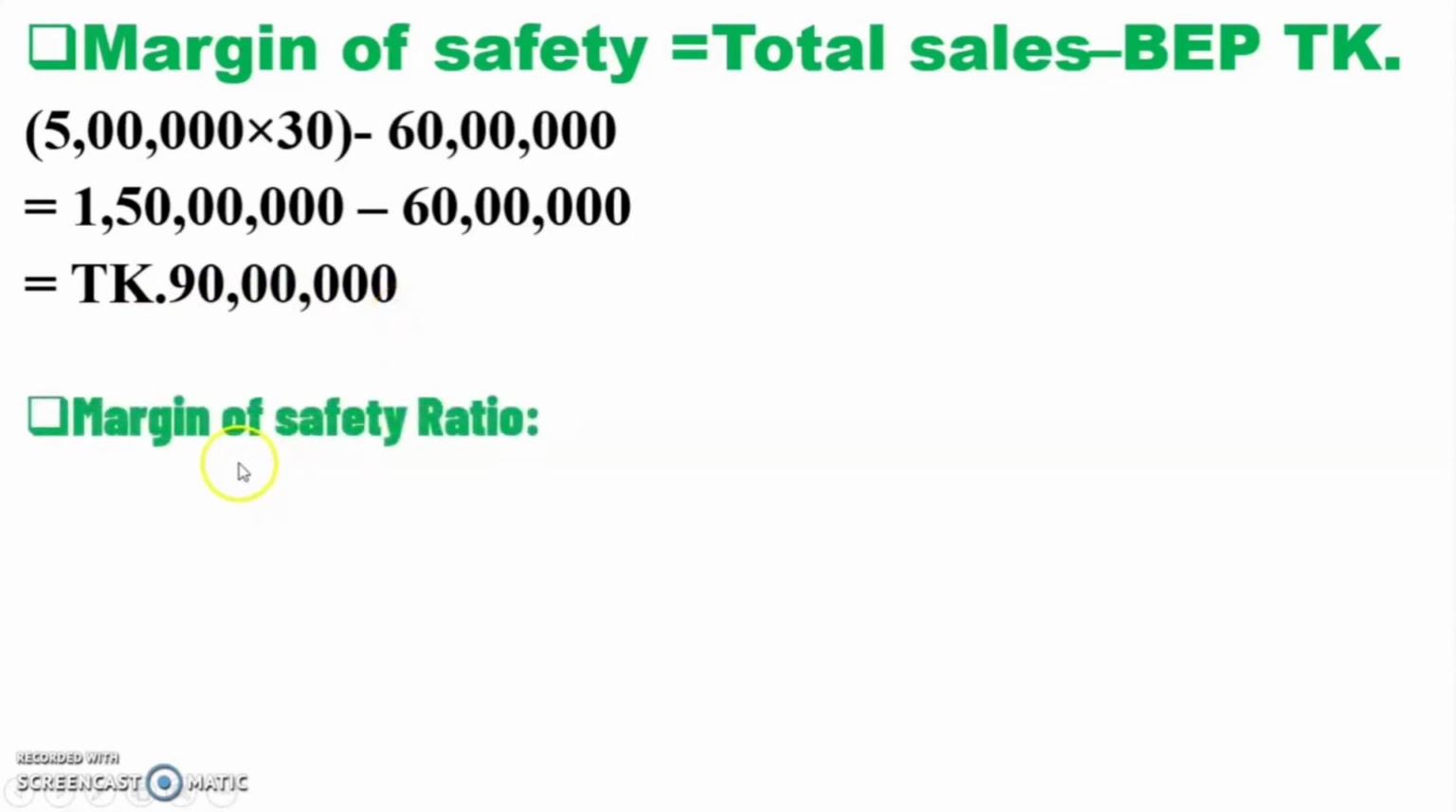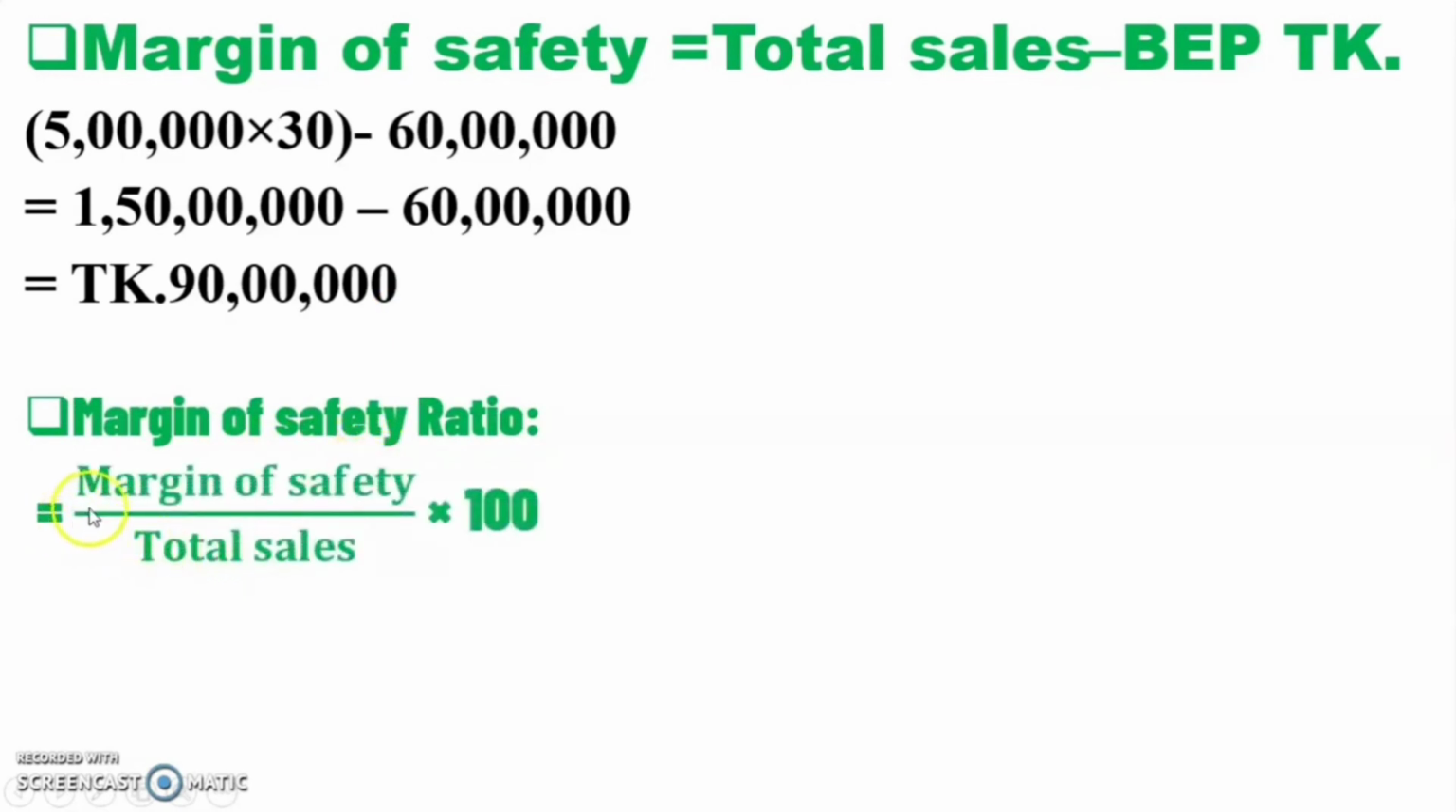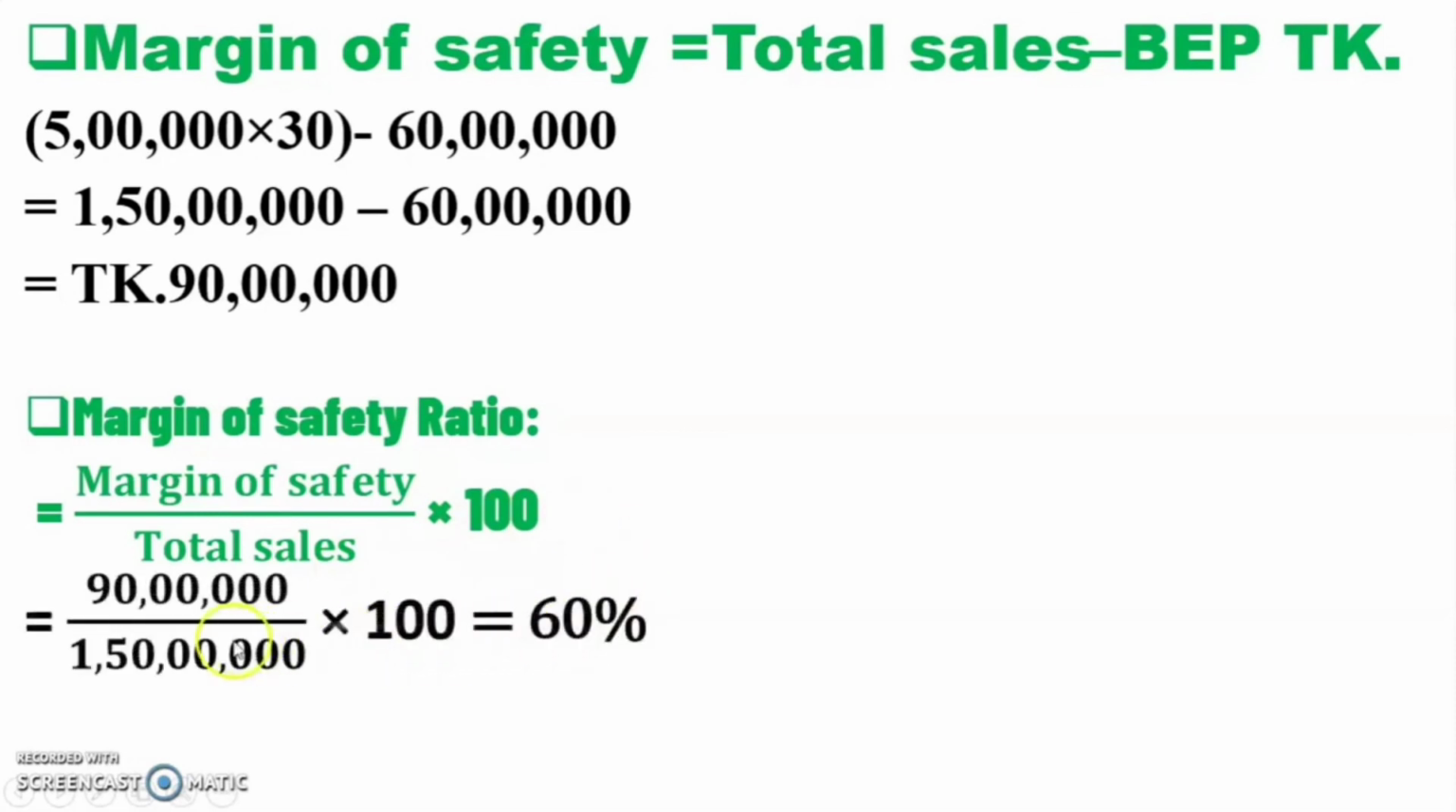Now we calculate margin of safety ratio. Dear students, we know margin of safety ratio equals margin of safety divided by total sales times 100. Here margin of safety is 90 lakhs divided by total sales of 1 crore 50 lakhs, times 100. Then after calculation we find the value is 60%. So margin of safety ratio is 60%.